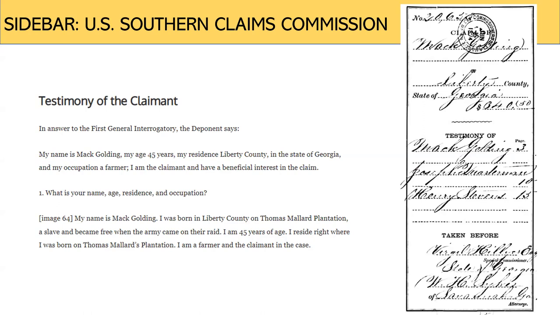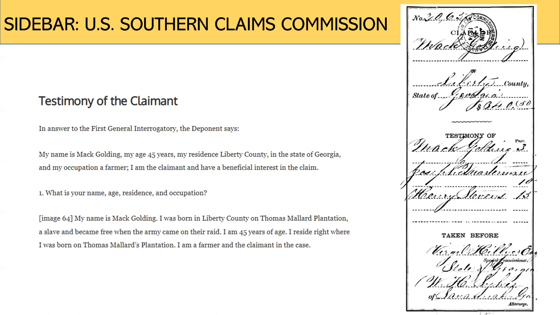White Southerners started with the opposite presumption. Liberty County had a large number of African Americans who submitted claims, and Matt Golding happened to have been one of them. The claimants and their witnesses had to answer pretty detailed questions, and here you'll see that Matt Golding stated that Thomas Mallard had been his last enslaver.